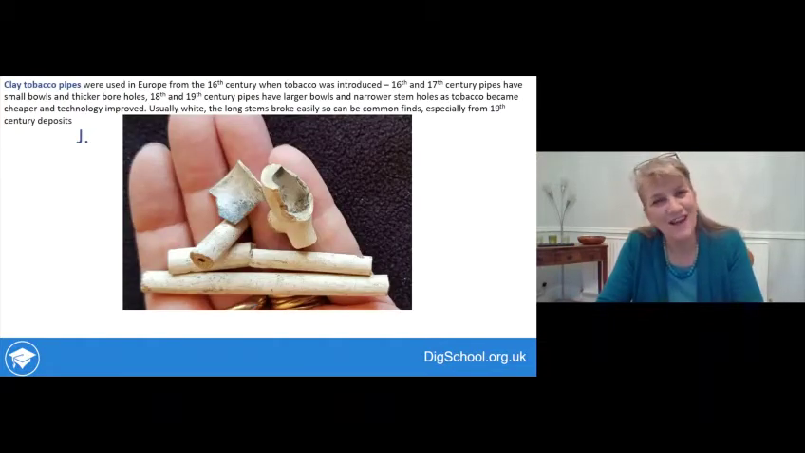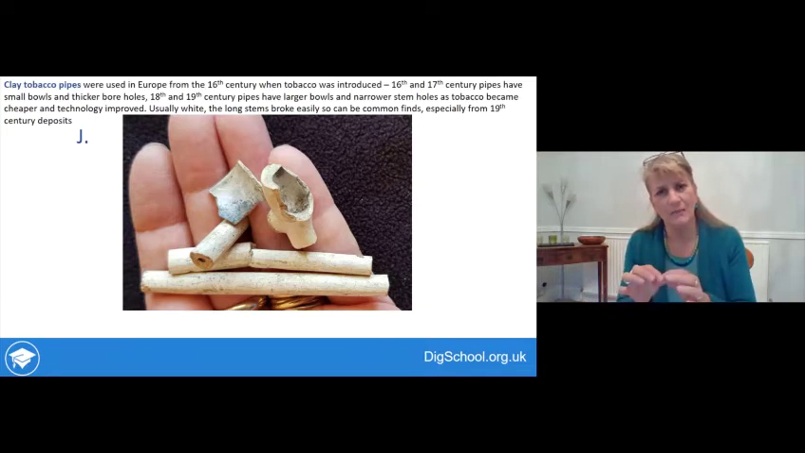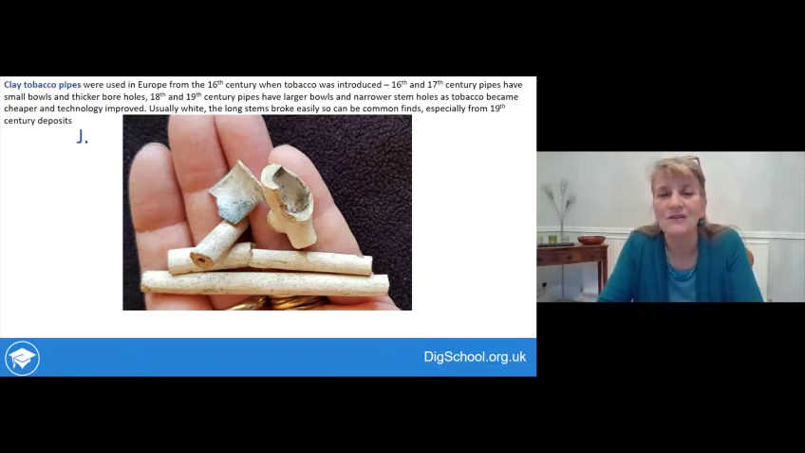Clay tobacco pipes, another very common find, used in Europe from the 16th century, when tobacco, of course, was first introduced to Europe from the Americas, became increasingly common over the next, well, ever since. And as a result of that, the earlier pipes tend to have very small bowls, and the bores, the holes in the stems, are quite thick. As technology improved, the bore holes get smaller, and as the price came down, the bowls get bigger. So you can date your clay pipe fragments broadly using those rules.